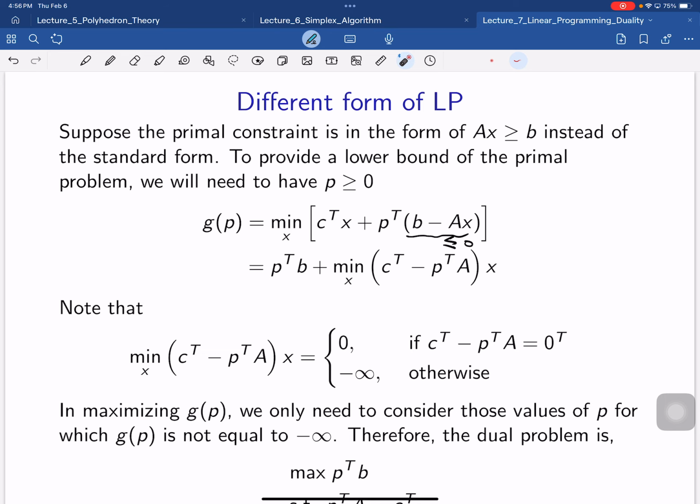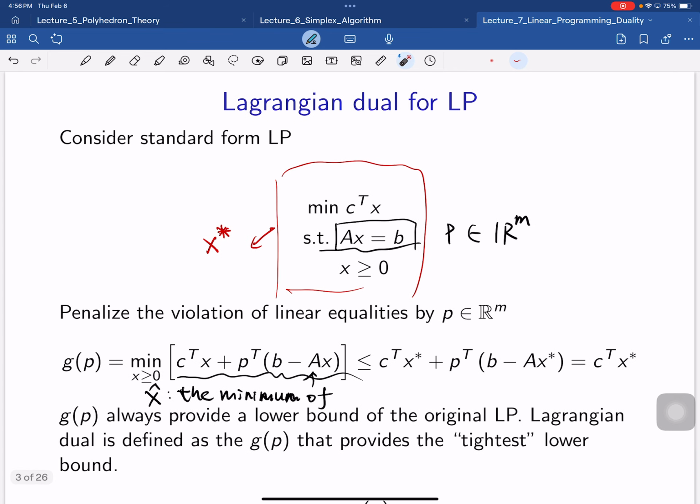Remember, let's go back a little bit. What argument did we use? The argument we used is that x hat is a minimum of this particular Lagrangian problem, but x star is an optimal solution to the original LP. And then we plug in x star and show that when x star is the optimal solution to the original problem, this whole thing goes to 0.